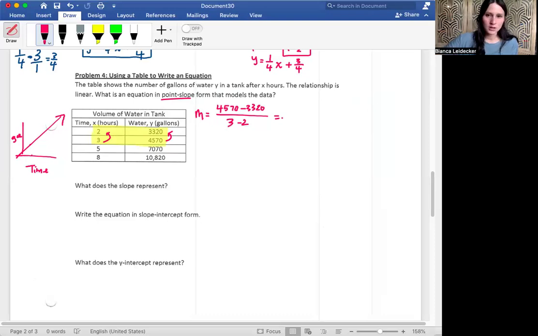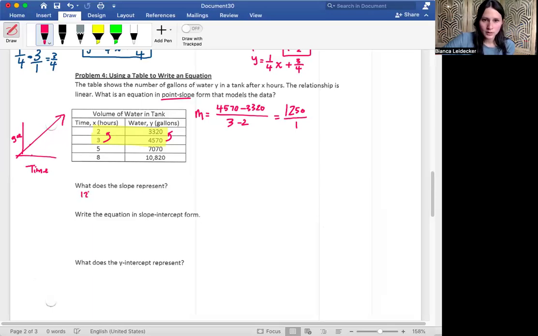It's 1,250 over 1, which means my slope is going up 1,250 per hour. And this first question, what does the slope represent? Oh, I should probably write the equation first. But the slope represents the water increases at 1,250 gallons per hour. So it's the rate at which the water is being added to the tank in gallons per hour.